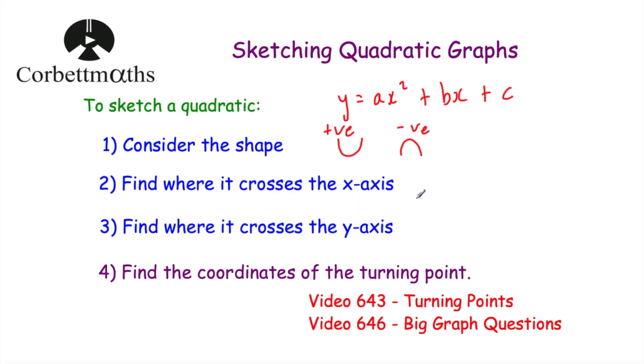And then our step 2 would be to find out where it crosses the x-axis. Where a graph crosses the x-axis, the height is equal to 0. So if we let y equal 0, so here if we had this quadratic, you'd do 0 equals the quadratic, and then you'd solve it. And then those solutions will be where the graph crosses the x-axis.